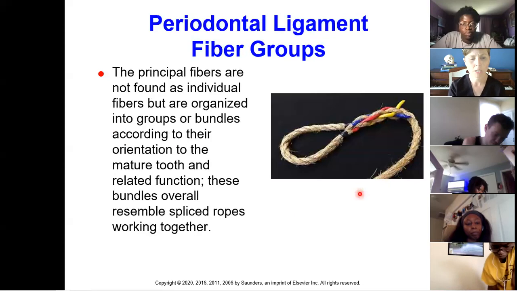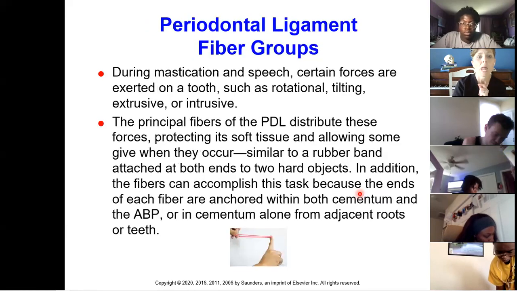There are five groups. I'm trying to think of them off the top of my head. The principal fibers are not found as individual fibers. They're organized groups. Why are you repeating yourself?